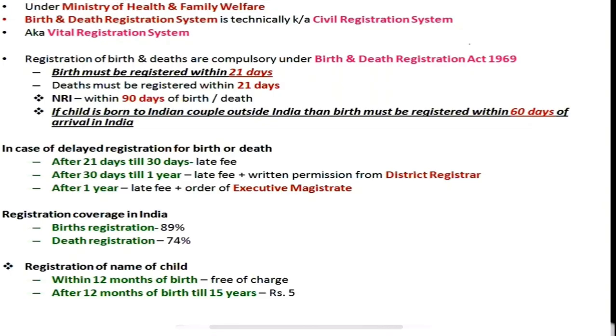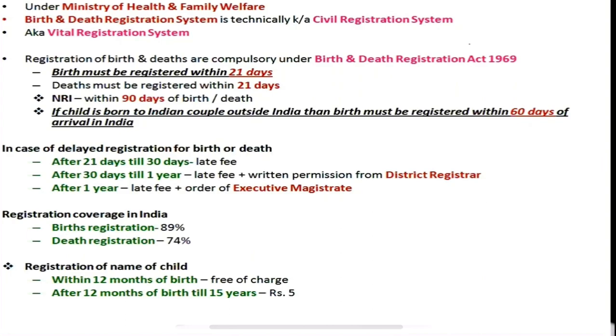So we see that in the civil registration system, births and deaths are recorded within 21 days. For NRIs, up to 90 days is given. If born outside India and the couple return with the baby, they have to register the birth within 60 days. After 21 days to 30 days, late fee; 30 days to 1 year, late fee plus permission from the district registrar. After 1 year, late fee plus an order from the executive magistrate.